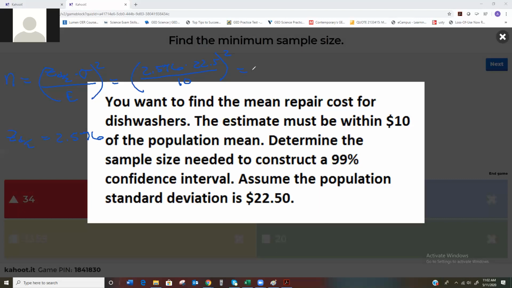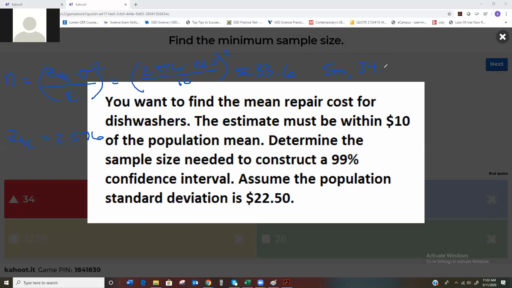For these, if you get like a 0.6 or 0.7, you round it up to the next whole number, right? So this one comes out to be 33.59 or 33.6. So we say 33 or 34. 34, because you never round down, right? You never round down on these. You always round them up. So it's going to be 34.